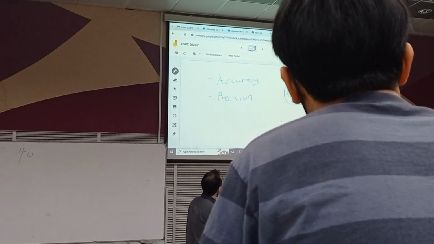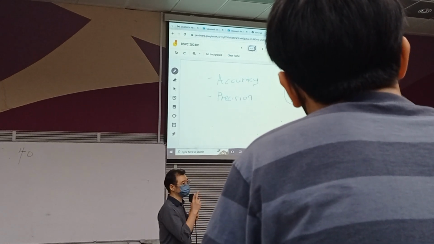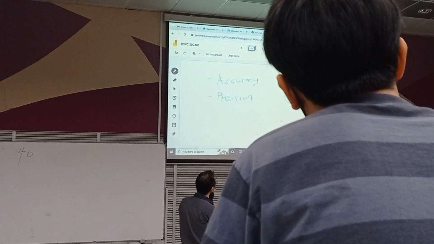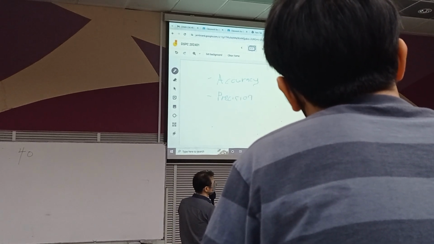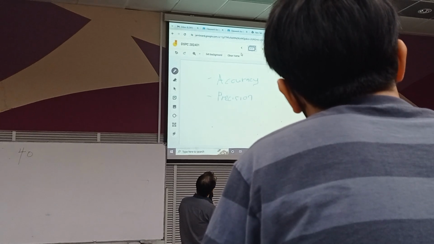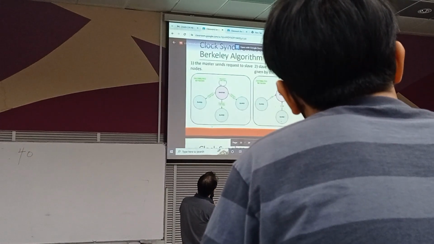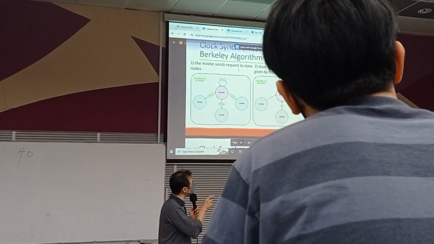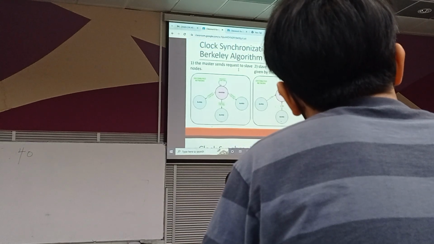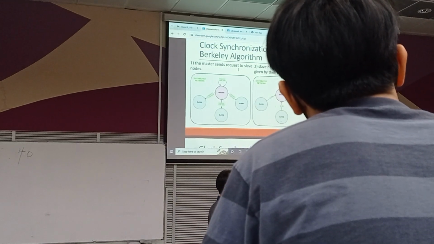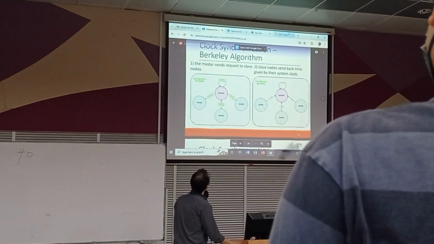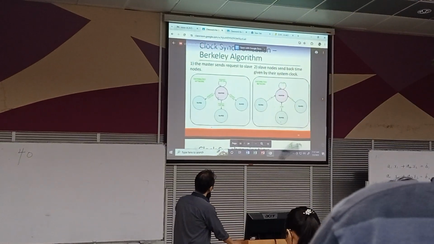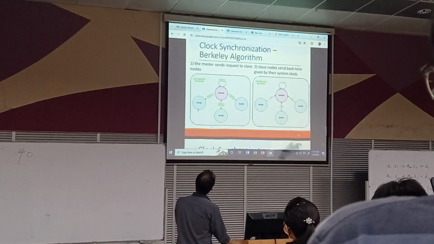But unfortunately, an algorithm cannot provide both. With the Christian algorithm you strive for accuracy, but you might not have precision. You can have accuracy but not precision. But for the other algorithm, the focus is actually precision rather than accuracy. You don't really care whether you are accurate, but you want it to be precise. So how does this algorithm work? I've got 3 minutes.